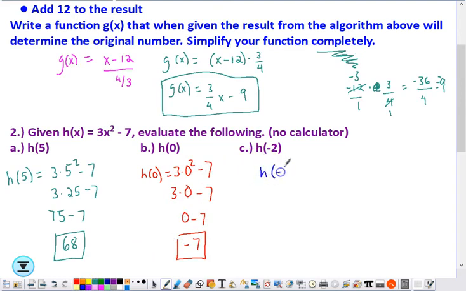Now this is the one that if people mess up, they're going to mess up. And I'm going to know if you use a calculator. If you got negative 19, I know you used a calculator and you used it incorrectly. Because I need parentheses around my negative 2 when I square it. I need to think about this as negative 2 times negative 2 is 4. And then 3 times 4 minus 7 is 12. And 12 minus 7 is 5. Cool.